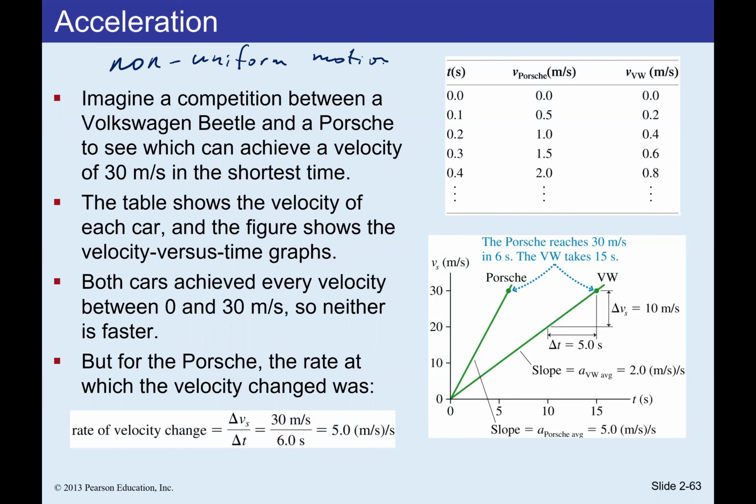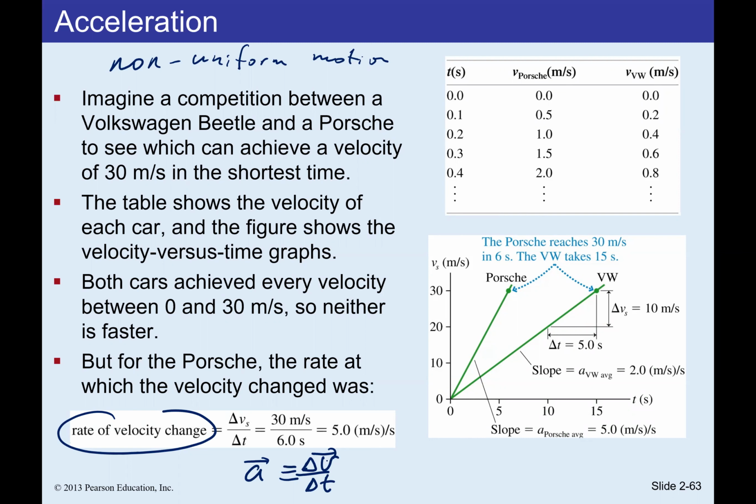And non-uniform motion means that we have changing velocity as a function of time. And if you change the velocity as a function of time, that ratio of delta V over delta T is defined as the rate of change of velocity, which we call acceleration. And it's a vector, it's in the direction of the changing velocity.